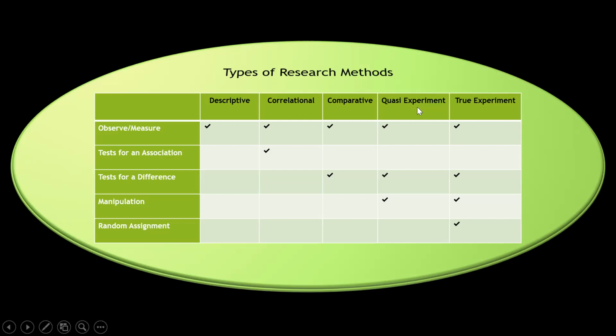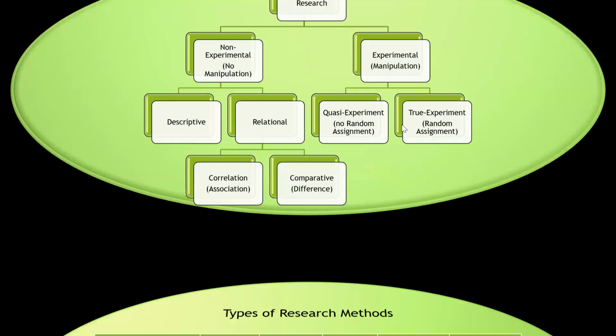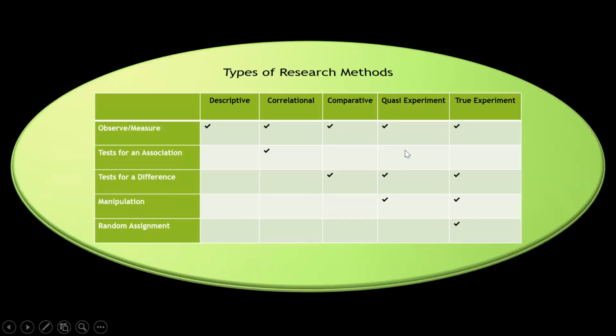With the quasi-experiment, they all observe, of course. Typically, you're looking for a difference, and manipulation was involved. And with the true experiment, of course, you always observe and measure. You're looking for a difference, typically. You do manipulate something, and random assignment was possible. So these two tell you the same thing in just different formats.